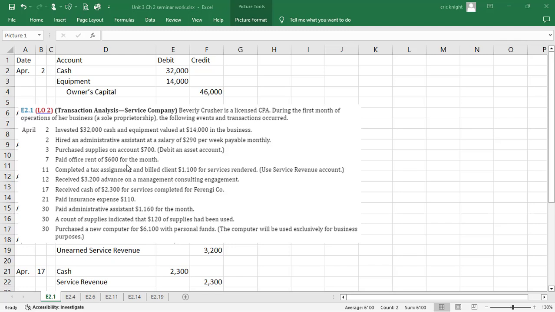Also, you'll need to go through and review the PowerPoints for this chapter. They're also provided in the announcements. So let's go ahead and look at exercise 2-1.